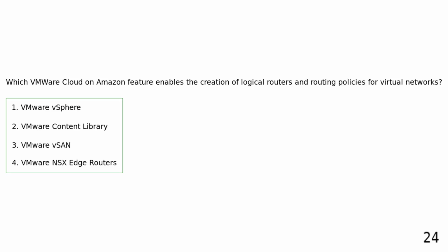Which VMware Cloud on Amazon feature enables the creation of logical routers and routing policies for virtual networks? VMware vSphere. VMware Content Library. VMware VSAN. VMware NSX Edge Routers.